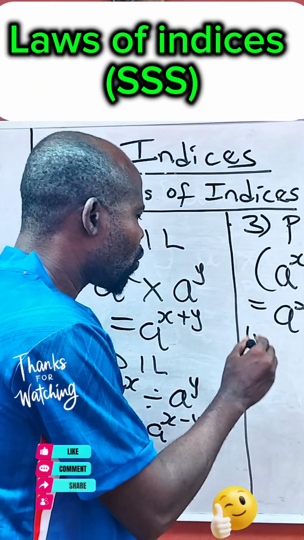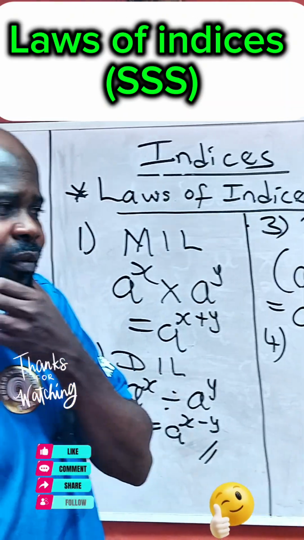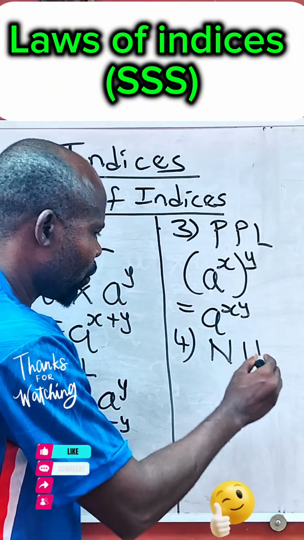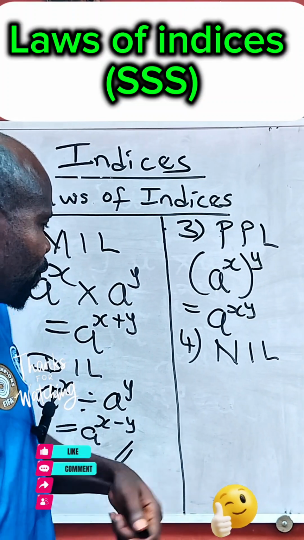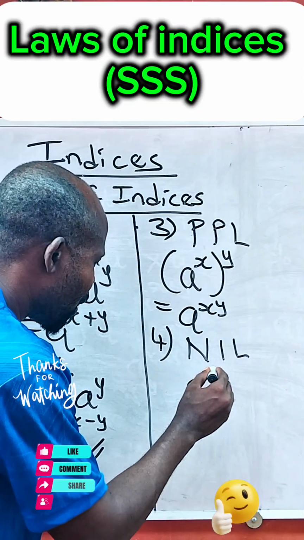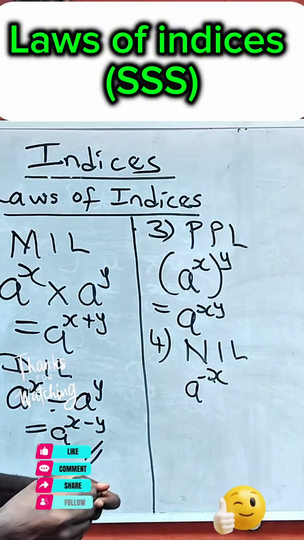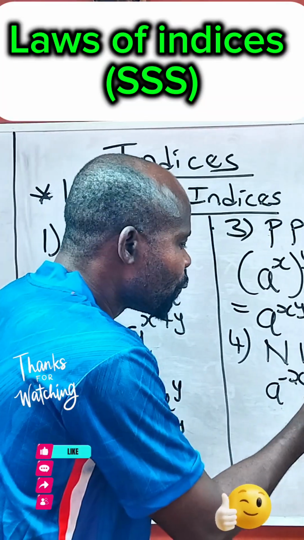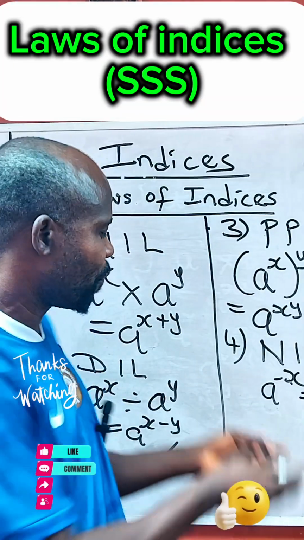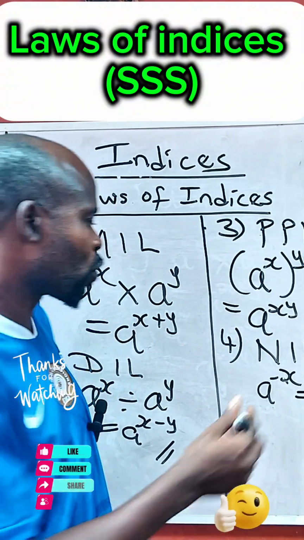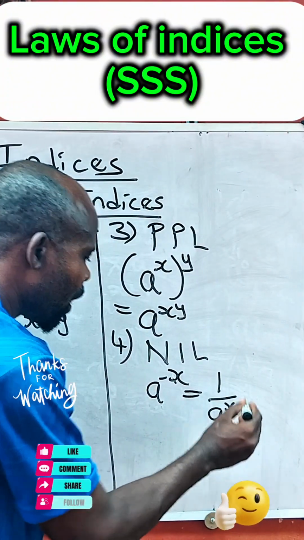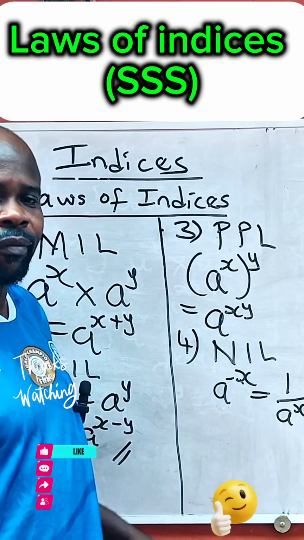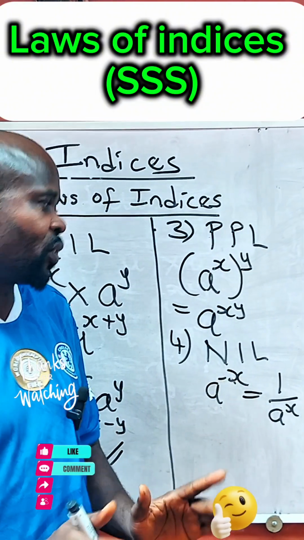The fourth law, they call the negative index law. In the case of the negative index law, for instance, maybe you have a raised to power minus x. Anytime you get situations like this, the minus as an index will give you the reciprocal, or what we call the inverse, of the expression itself. So it will become 1 over a raised to power x. Remember, the minus where the power is negative forms this 1 over, and what remains is a raised to power x.